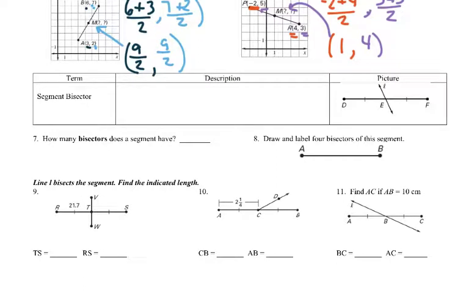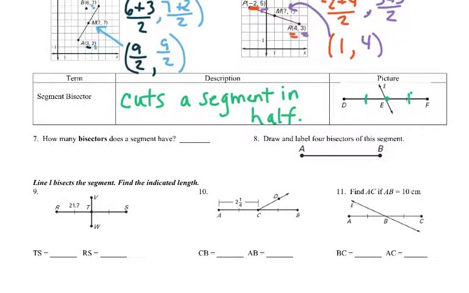Our final thing here is segment bisector, and all a segment bisector does is cut a segment in half. You might say, well, the midpoint did that, right? And the midpoint did do that. The midpoint cut a segment in half. But a bisector is essentially a line, making that a little thicker than it needs to be, that goes through the midpoint. So line L there is a segment bisector.